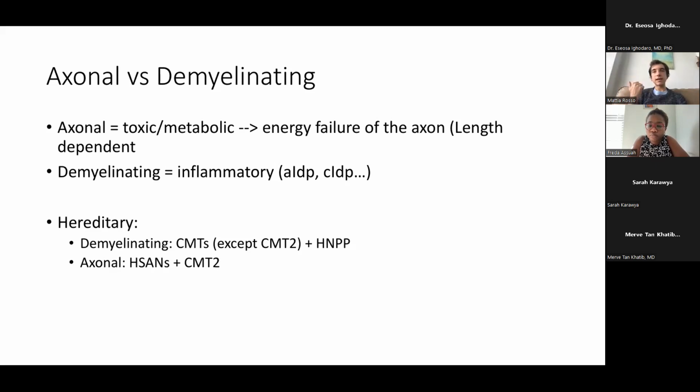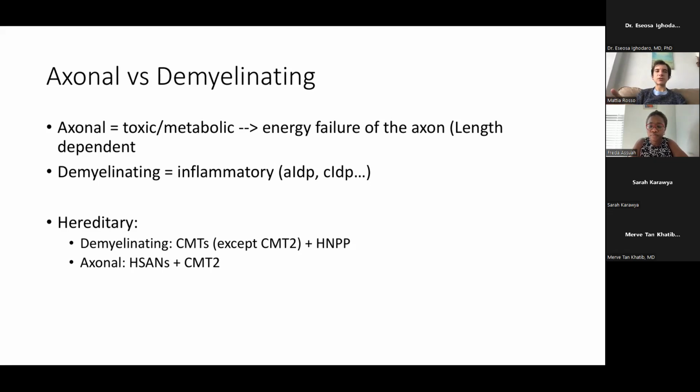But in general, chemotherapeutic drugs, radiation, antivirals, antibiotics, those are really powerful medications that can present with damage to the cells, which means damage to the axon, which means an axonal neuropathy.